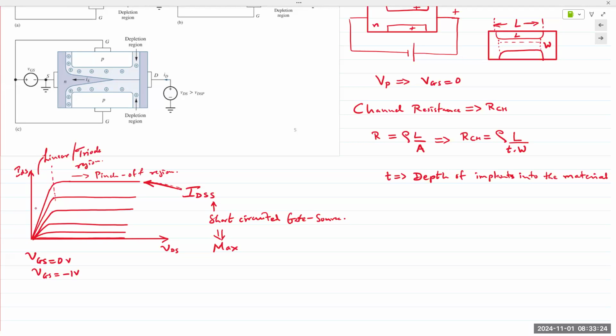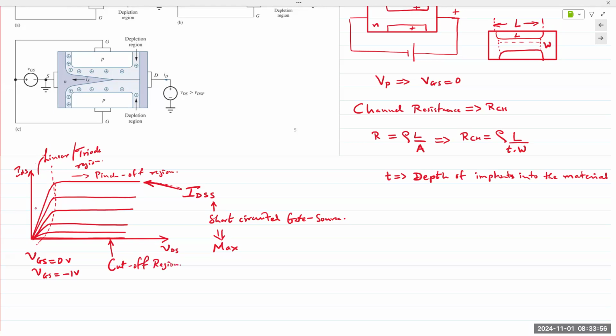Okay, so when we join these, we get a region of the characteristic that is known as the linear region of operation, and everything to the right is the pinch-off region. Everything to the left is the linear region of operation. Everything to the right is the pinch-off region. And right at the bottom, right here, is what we call the cutoff region.